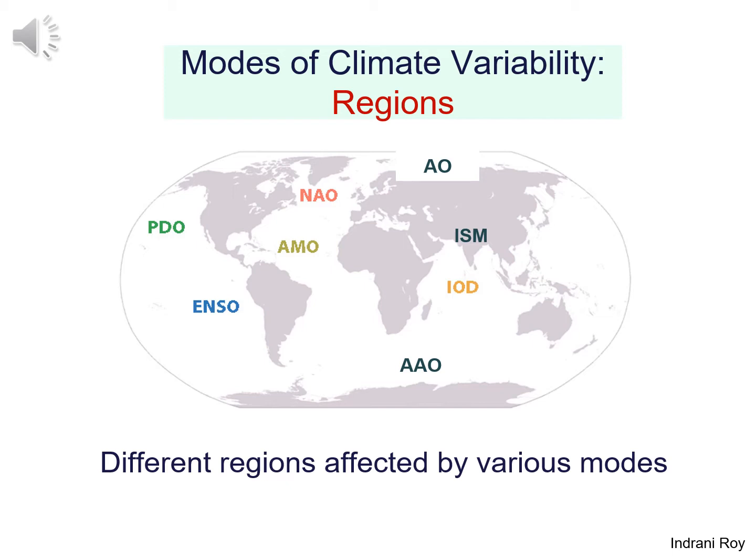NAO is present in the North Atlantic Ocean. PDO is mainly present in the North Pacific. AMO, or Atlantic Multidecadal Oscillation, is in the Atlantic Ocean region. AO is in the Arctic region, whereas AAO is in the Antarctic region. Indian Ocean Dipole is present in the Indian Ocean region, whereas the Indian Summer Monsoon is influencing the whole Indian subcontinent.